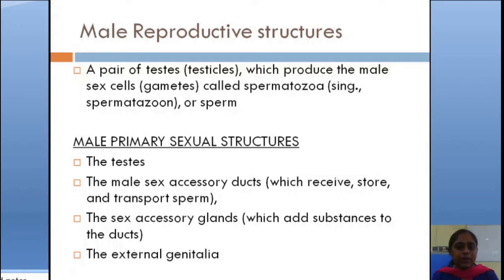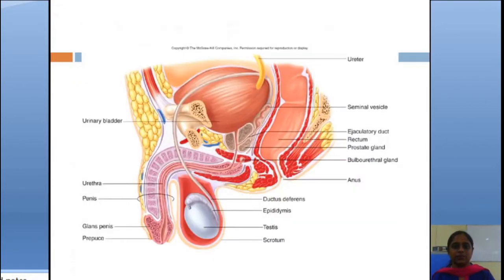The male primary sexual structures include the testes and the male sex accessory ducts. These ducts are responsible for receiving, storing and transporting the sperm. Also included are the sex accessory glands, which add substances to the ducts, and the external genitalia.